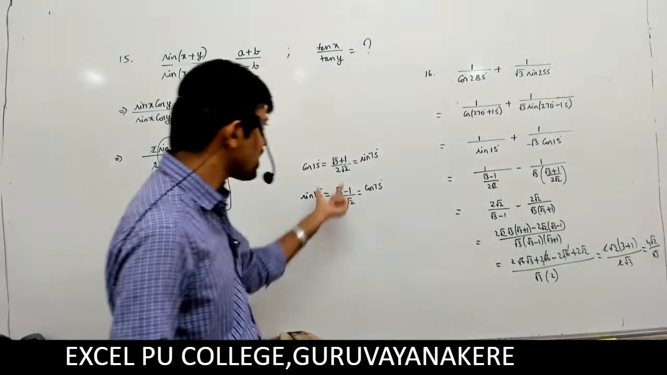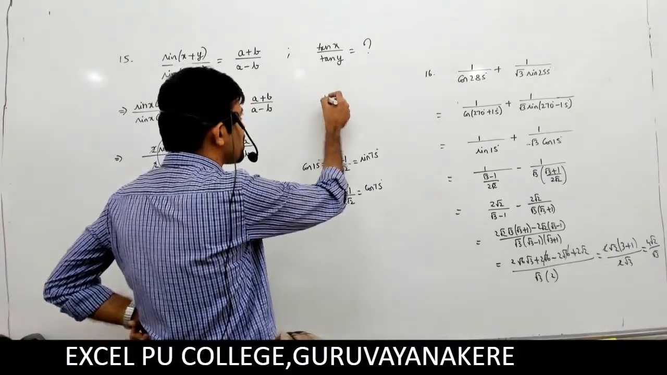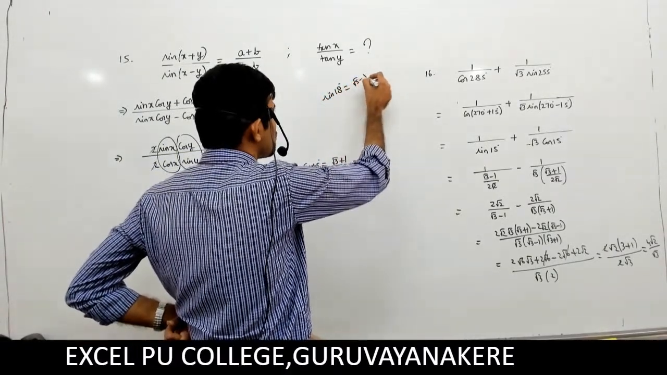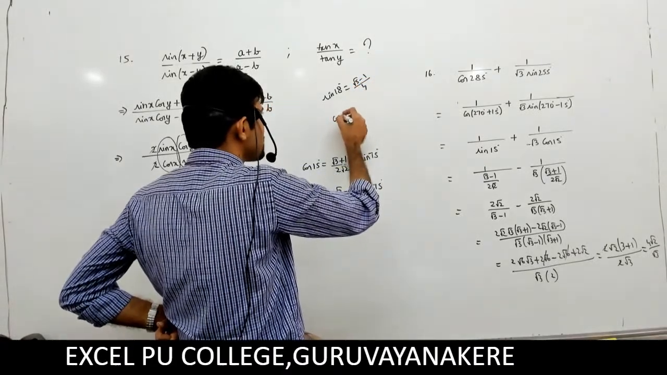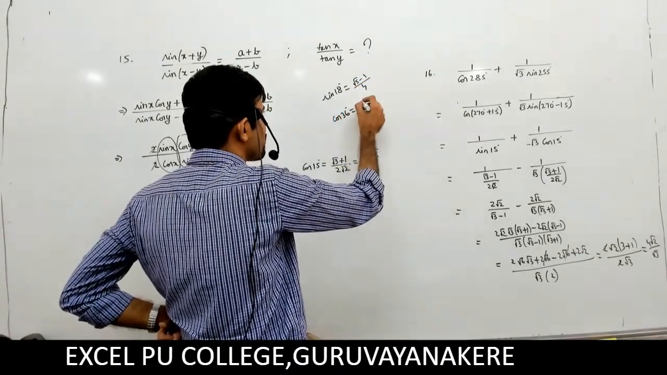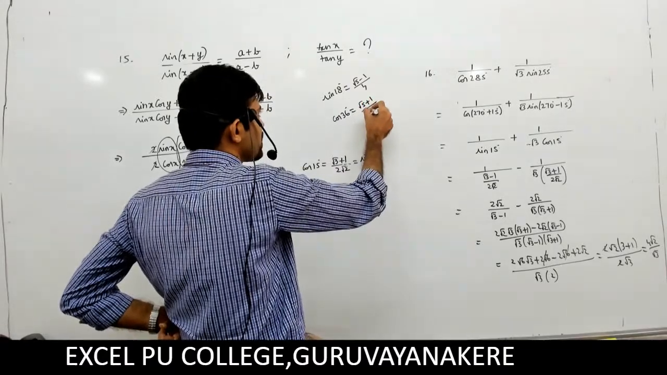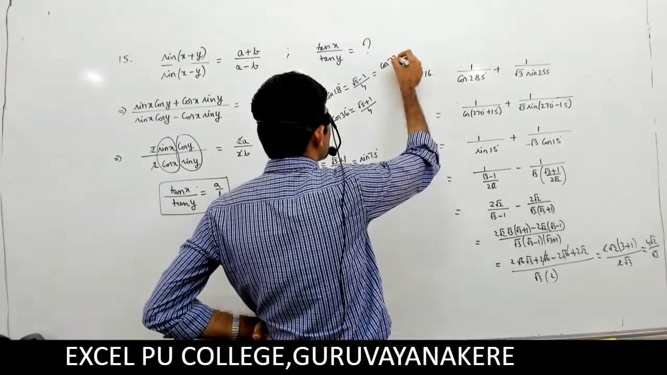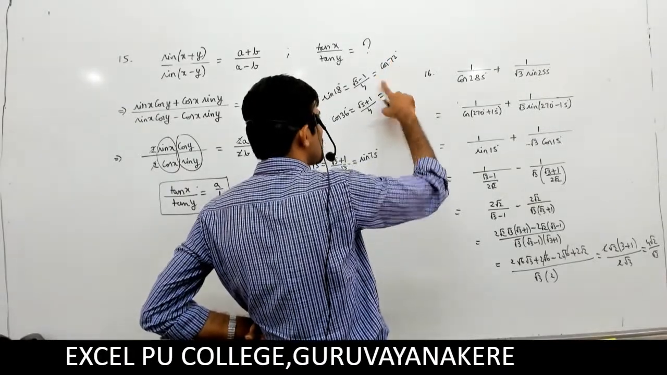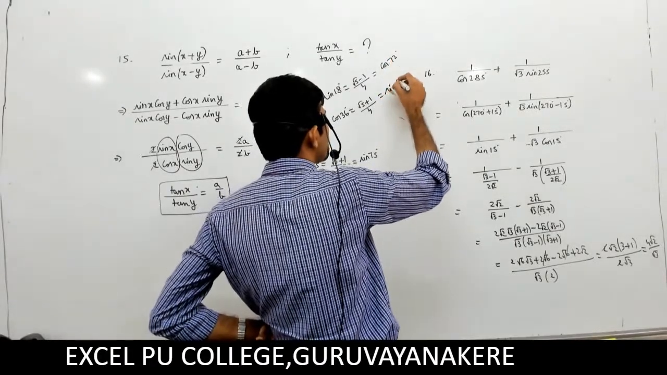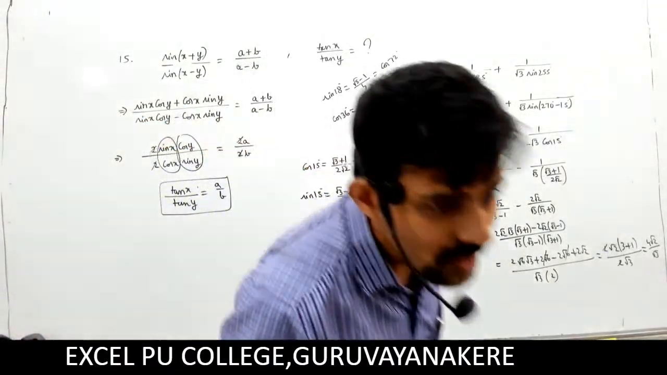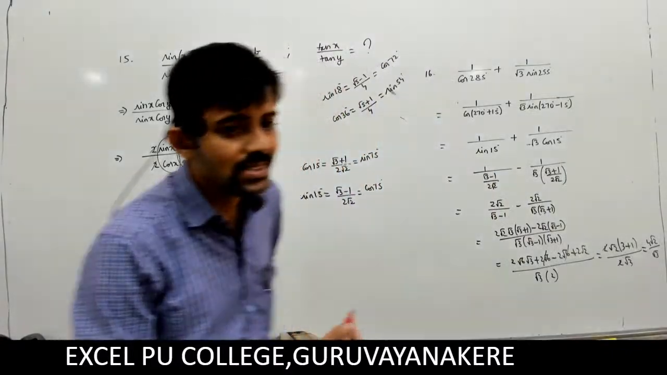Please memorize these values. Also, you need to learn the values of sin 18 degrees and cos 36 degrees. Sin 18 degrees is root 5 minus 1 by 4. Cos 36 degrees is root 5 plus 1 by 4. Sin 18 degrees is the same as cos 72 degrees, and cos 36 is the same as sin 54 degrees. All these things you must know. Is that clear? Please memorize these values.